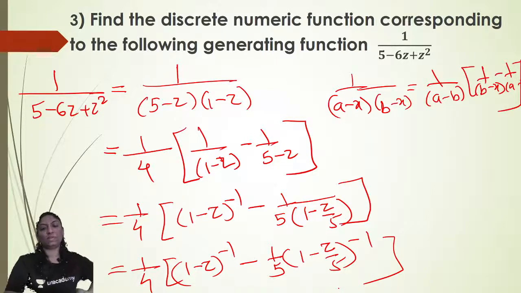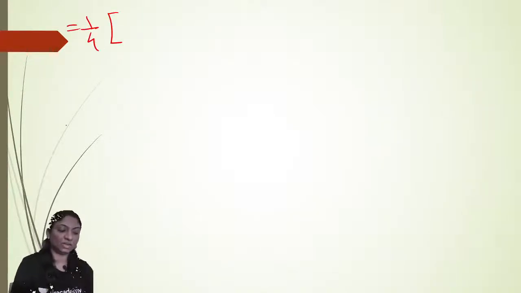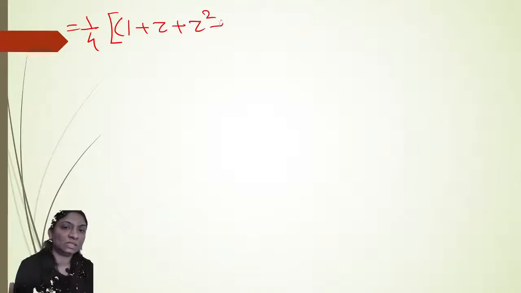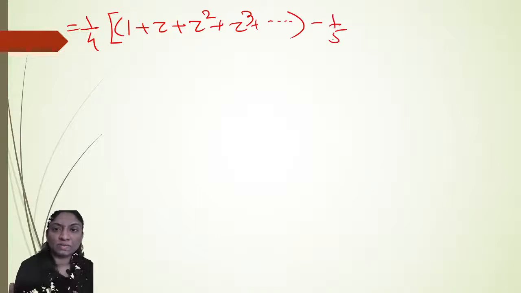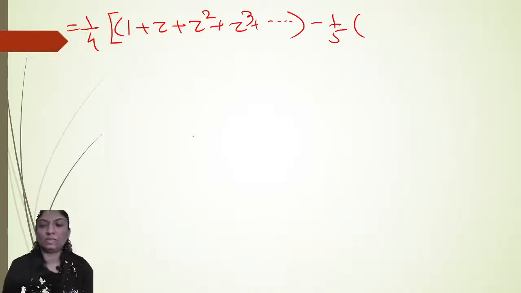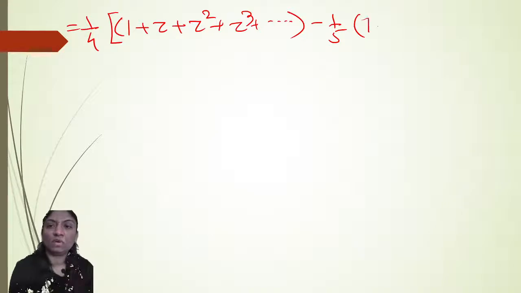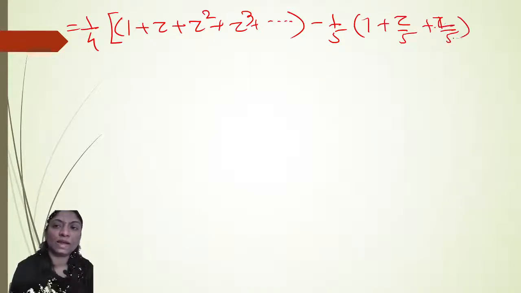Yeah? Here we can write 1 by 4 into (1 minus z) raised to minus 1. So we can use the binomial expansion: as there is a minus sign, all are positive. 1 plus z plus z square plus z cube plus and so on. Minus 1 by 5 as it is. And here is 1 minus z by 5. So we can write 1 plus z by 5 plus (z by 5) square plus (z by 5) cube plus and so on.